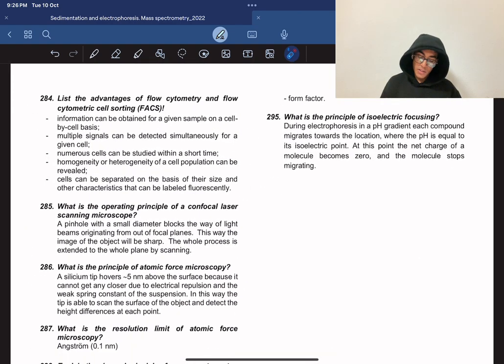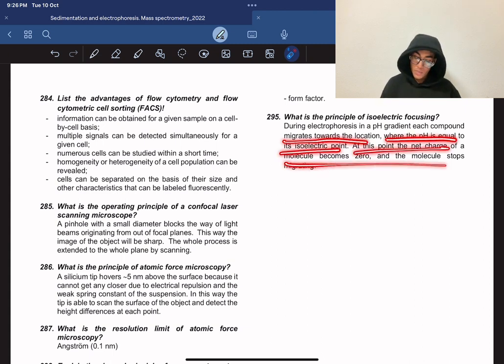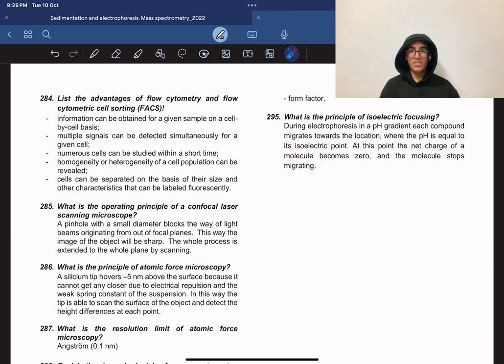Principle of isoelectric focusing: during the electrophoresis in a pH gradient, each compound migrates towards a location where the pH is equal to the isoelectric point. At this point, net charge of the molecule becomes zero. Come on, guys, we learned this. Do I have to explain it again? I'm tired. I want to go sleep. I hope you're smart enough. You're not that dumb, right?